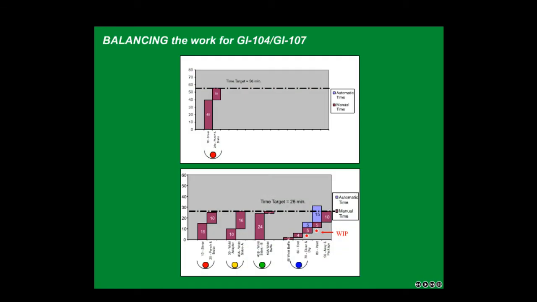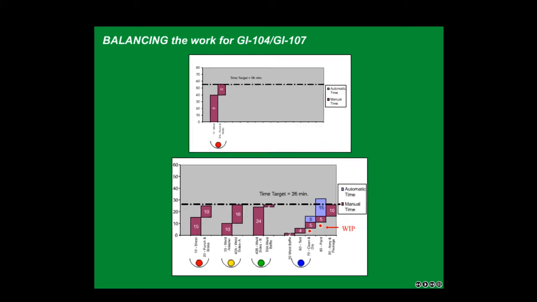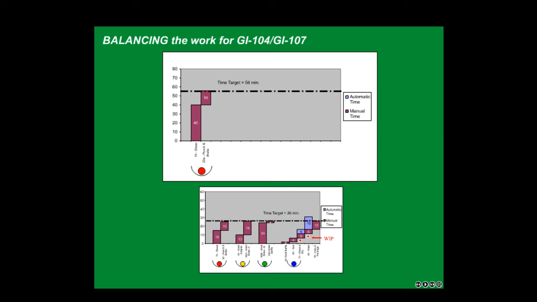Balancing the work for the GI-104, GI-107. Now we are ready to balance the work for each product in our cell. We will look at 2 models to demonstrate the technique and to convince you that the process works for all part models in the cell. We will start with the GI-104, GI-107 model, the one with the smallest time target, and then follow with the GI-175, the model with the largest time target.